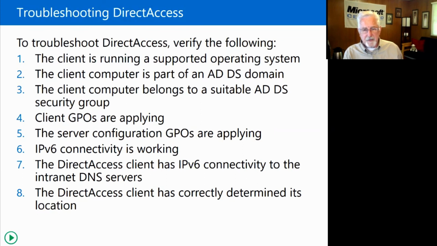You see the group policy was applied. IPv6 is working if that's your connection. And the ability to have an IPv6 connection to all of the intranet DNS servers. The network location, the name resolution policy table, is the piece that tells you where you are. And if that's not working properly, the configuration is done through the wizard, but you have to check that out and make sure that that's recognizing where you are.